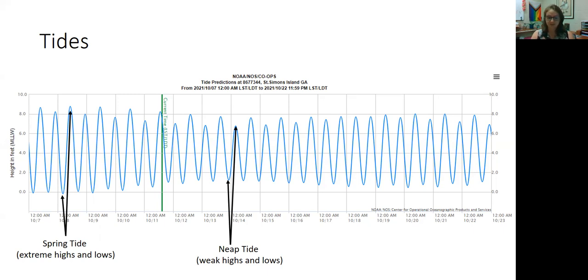A few days from now, right? I'm recording this on October 11th. So by the time you watch this, we'll probably be in a neap tide, right? So the highs will be just barely high and the lows will be just barely low because the sun and the moon gravitational forces are working against each other. And again, this cycle happens about every 2 weeks.